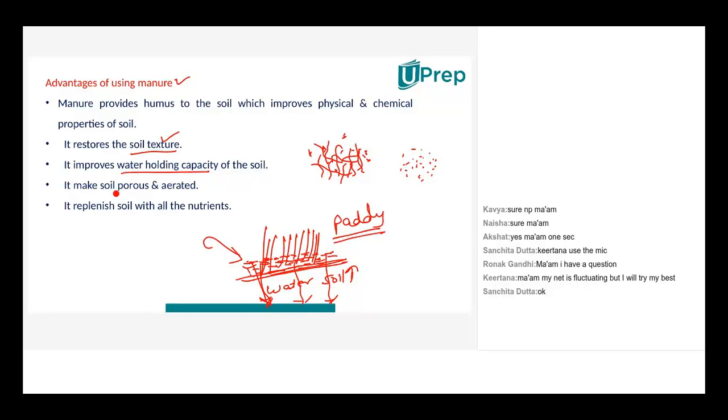Right? It makes the soil porous and aerated. What is the meaning of porous? When we say porous, that means there would be little gaps through which air and water can pass through. It will not be just obstructing and acting as a barrier. A little water will go through, obviously. A little water needs to go to the roots. Otherwise, how will the roots absorb all the nutrients? Aeration, it provides a little bit of a gap so that air can also go in. Correct? It replenishes soil with all the nutrients. So these are all the beauty of manure.